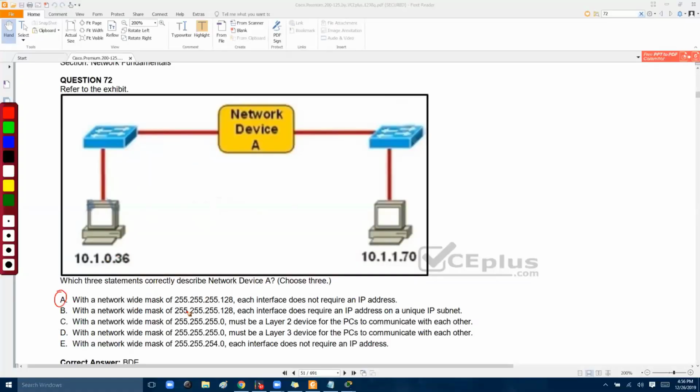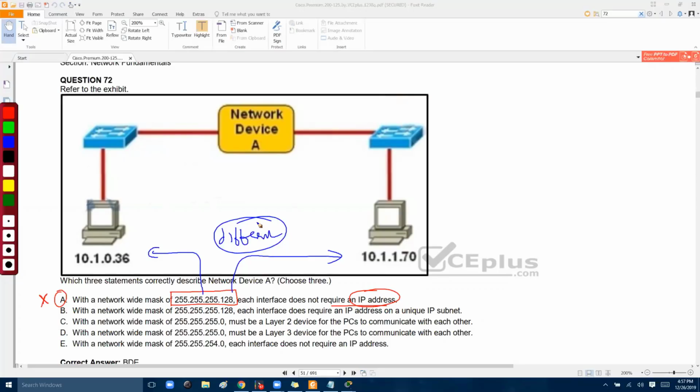Basically we'll start with option one. If I'm using the mask of 255.255.255.128, each interface does not require an IP address. Again, this is wrong. Why? Because if you try to see, if I use this subnet mask, then this and this will become different networks.